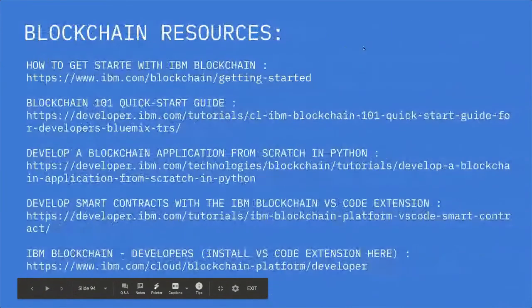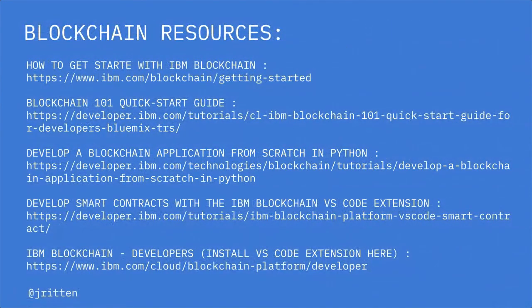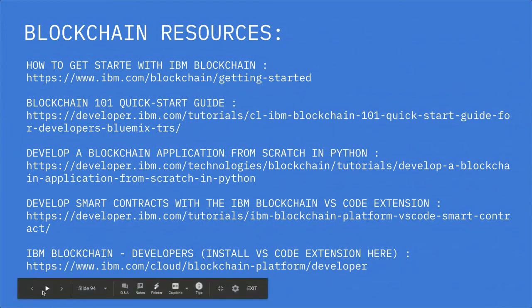There are some great blockchain resources here. How to get started with blockchain, Blockchain 101 Quick Start Guide. Develop a blockchain application from scratch in Python. I know Python's not listed in the VS Code extension, but this is a tutorial on how to develop a blockchain application in Python. Developing smart contracts with the IBM Blockchain VS Code extension, and then IBM Blockchain Developers, where you can install the VS Code extension.